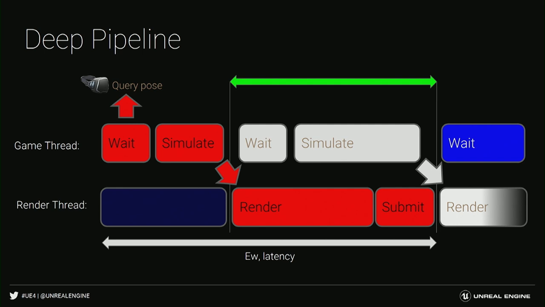By moving to a deep pipeline like this, we can effectively run two frames in parallel. This increases our work budget significantly, but the trade-off is a full frame of added latency. In this example, you can see that the total latency between the wait and the submit is effectively two whole frames. So if you're running at 90 hertz, that's 22 milliseconds. But we can pack a lot more work into a single 11 millisecond frame. So we have close to 11 milliseconds available to do simulation and 11 milliseconds to do the rendering.